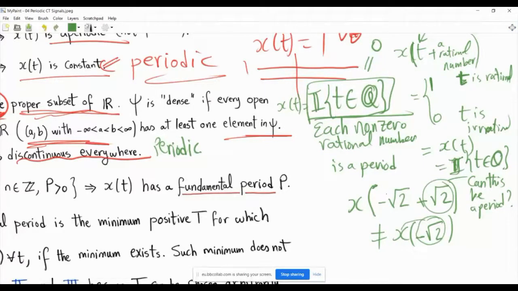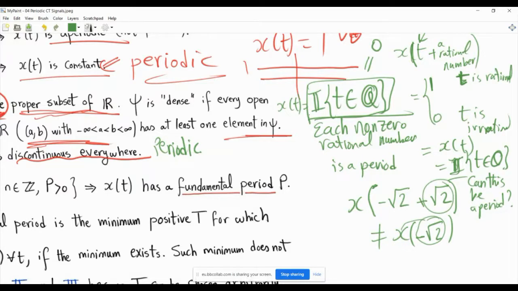So why are the irrational numbers not periods? It's because the irrational numbers are not a field. You can sum two irrational numbers and get a rational number. If you take square root of 2 plus minus square root of 2, you get a rational number. So irrational plus rational is guaranteed to be irrational, but if you sum two irrational numbers, the result may be irrational or rational.